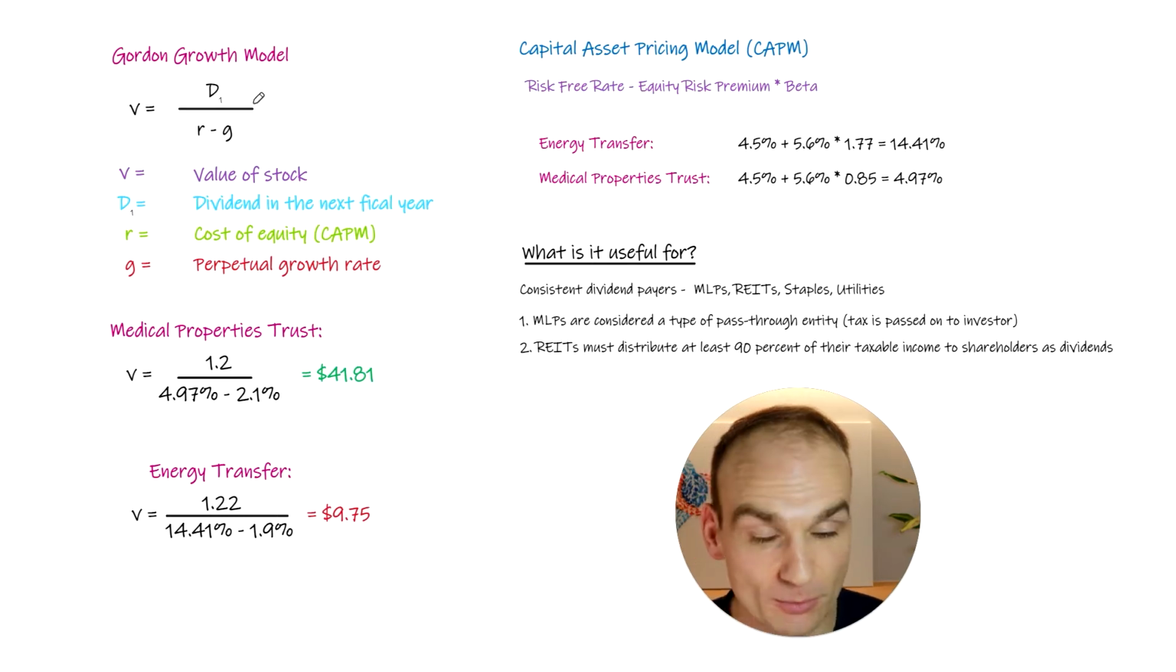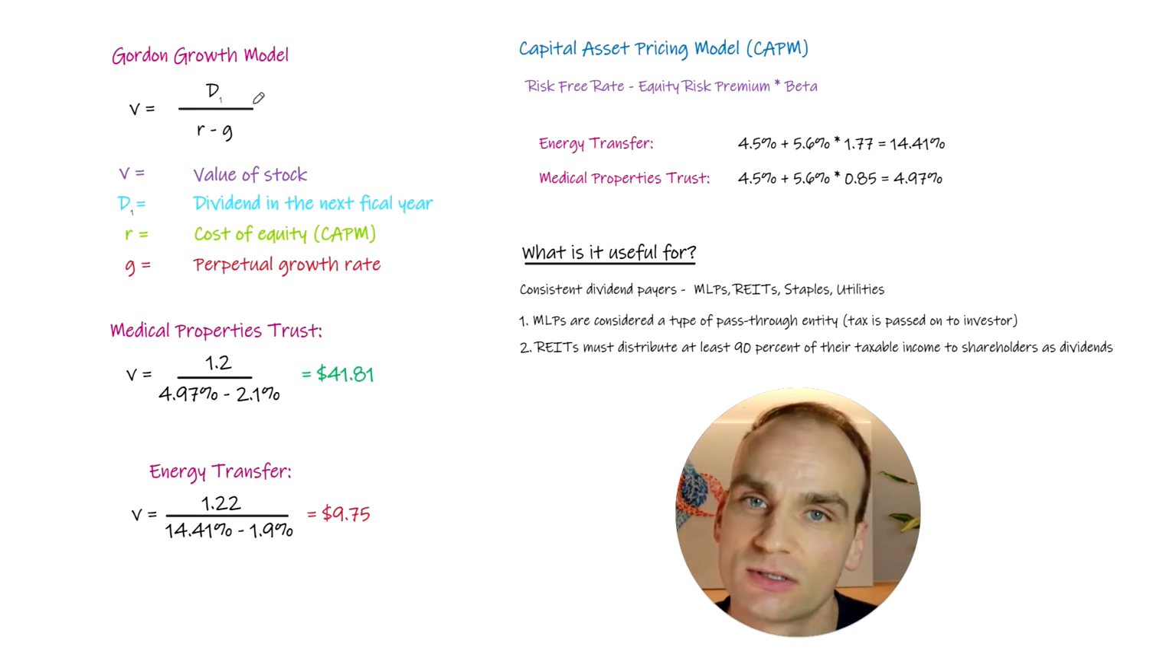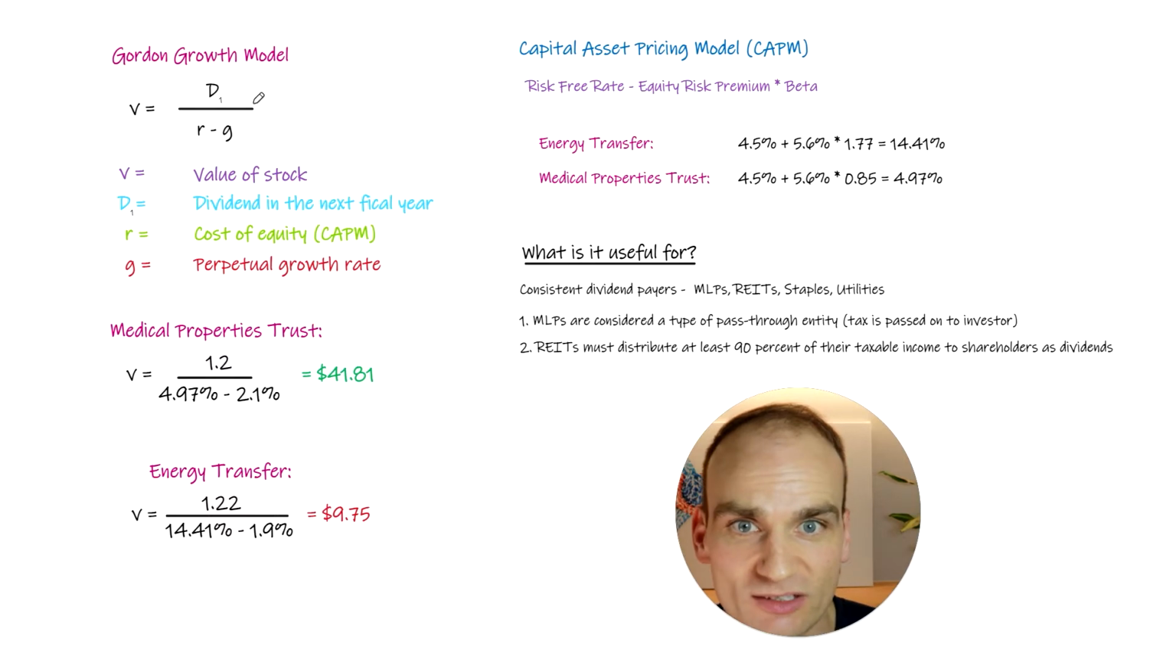However, if you have a company maybe in staples, maybe it's a utility, MLP, REIT, for argument's sake, it might be more consistent. So this model will work for companies that have more consistency in terms of those dividend payouts and the expected perpetual growth rate long term, maybe a long-term history of paying out dividends.